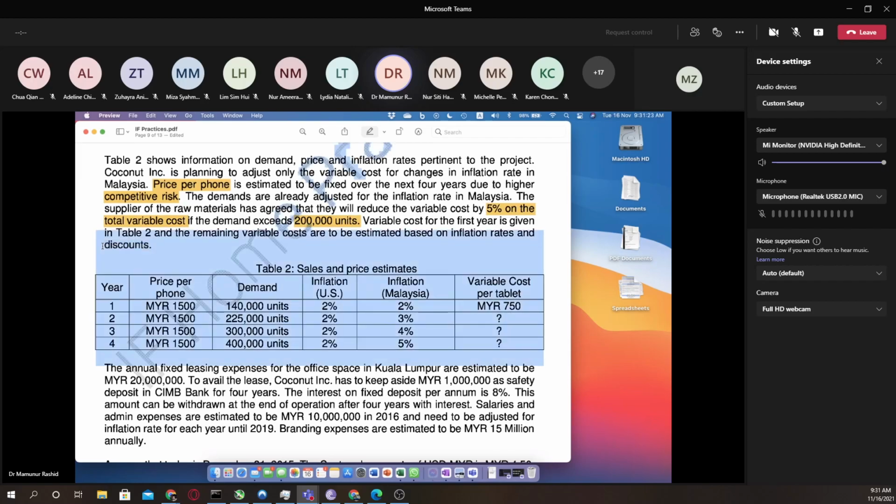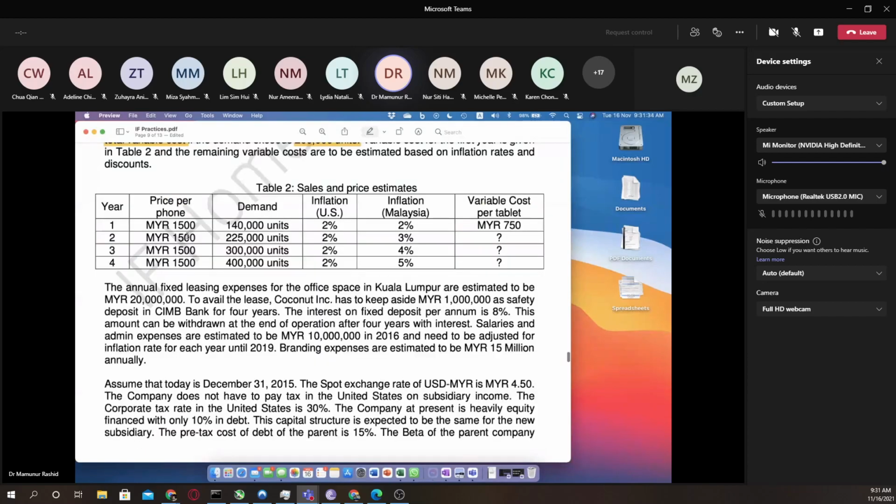Okay. So look at the table information for sales and price estimate for each year. For years 1, 2, 3, 4, the price for the product is the same, 1500. It's a very expensive phone. Anyway, for Bruneian, it's cheap, it's $500. But it's a hypothetical case, so don't worry about it.